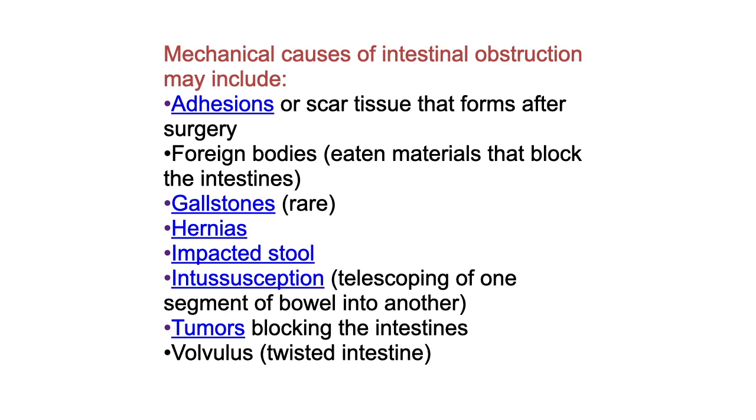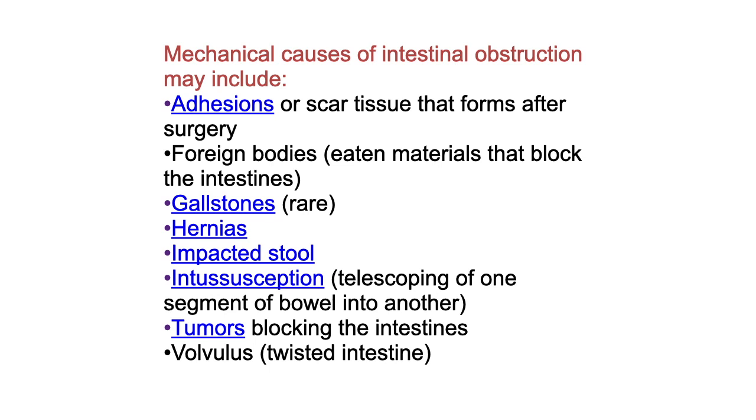Now, mechanical obstruction is divided into small bowel obstruction and large bowel obstruction. The main cause of mechanical obstruction is adhesions, or scar tissue that forms after surgery. Okay, that's the main cause. Also, we have hernias, impacted stool, intussusception and tumors, and volvulus in lesser quantity.